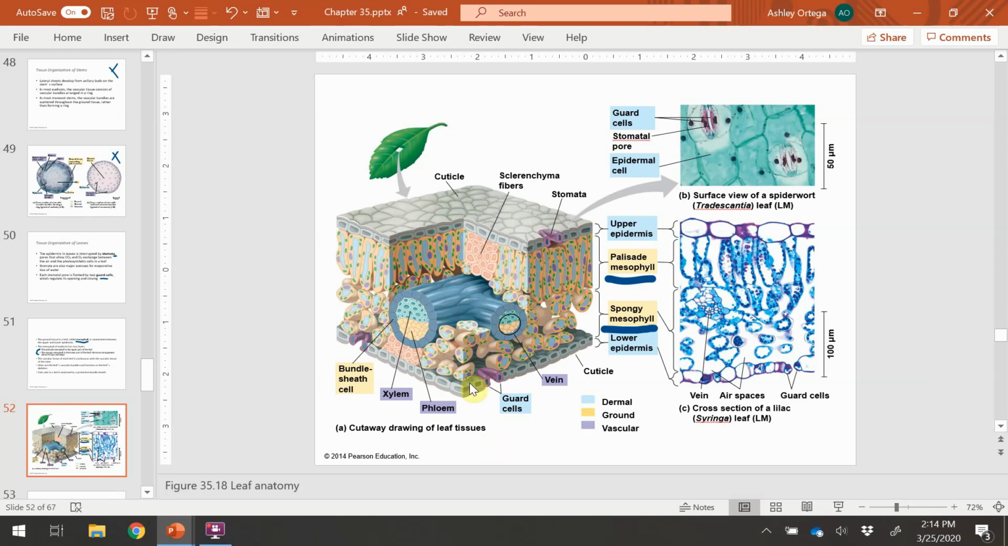And then around the vascular tissue in the leaf, so around those veins, is what we call the bundle sheath cells. And so that is something else you want to know, the bundle sheath cells. There.